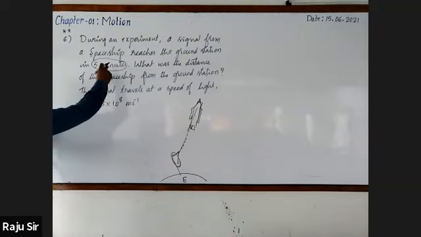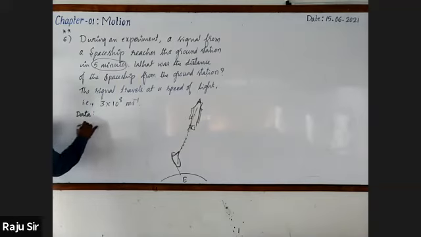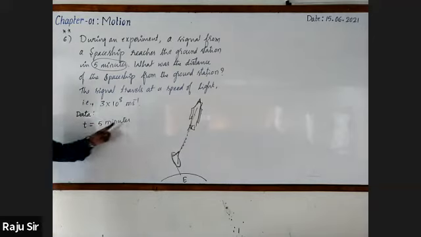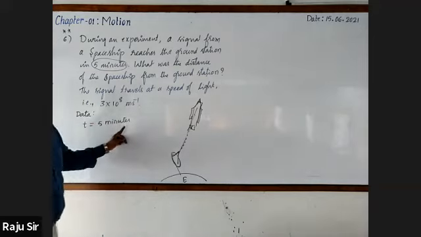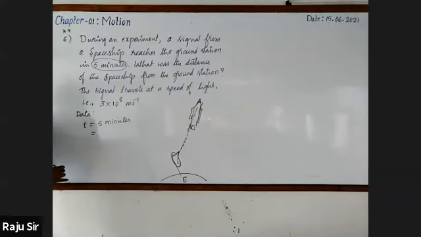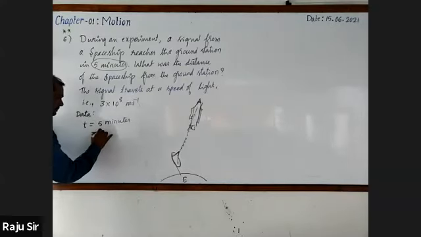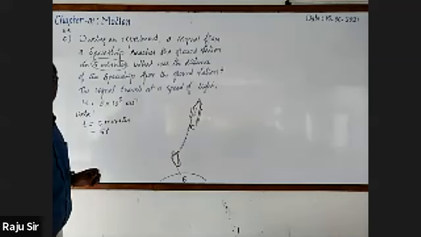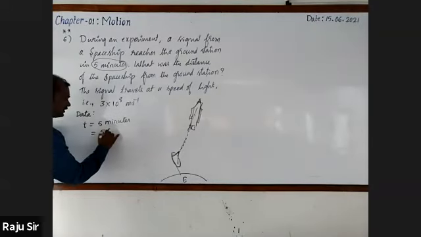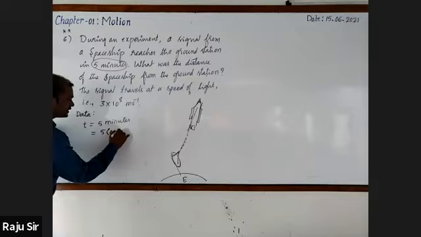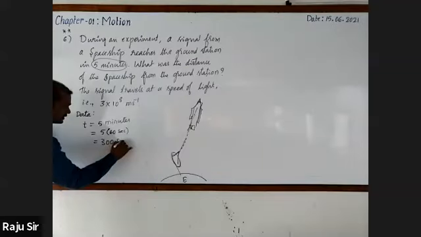Here time is given. First I'll write that T is equal to 5 minutes. It is not in SI unit. Its SI unit is second. Convert this 5 minutes into seconds: 300 seconds. You may write it directly or else you may write it like this, 5 into 60 seconds. It is nothing but 300 seconds.